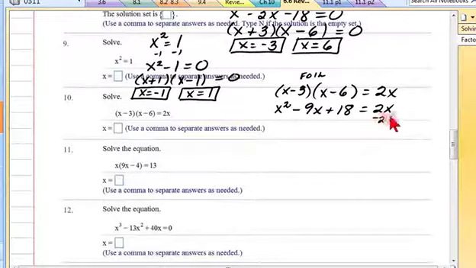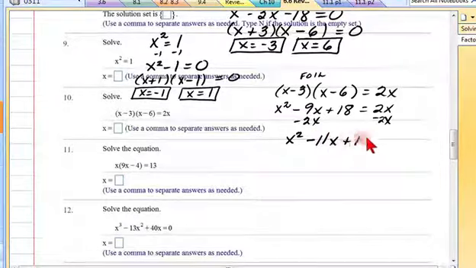Now I've got to get the 0, so I'm going to subtract 2x from both sides. And that's going to give me x squared minus 11x plus 18 is equal to 0. Now it's ready to factor.